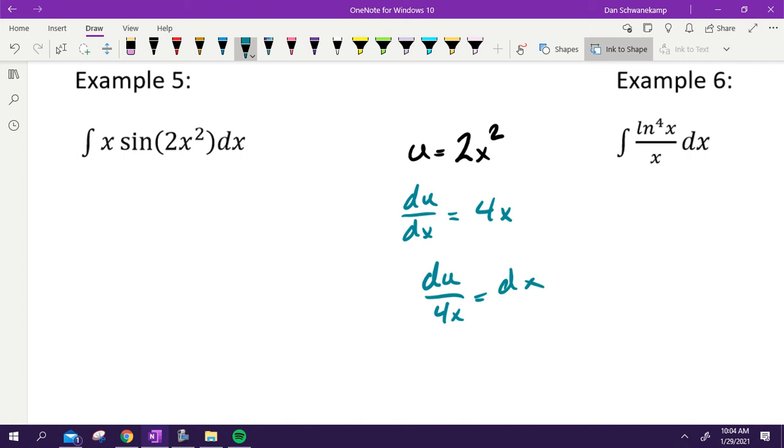Good, divide by 4x, multiplied by dx, so we flip those two side things. We're to that point right there. Good, now we're substituting in. I'm substituting in for this and that: the thing inside the parentheses and the dx.